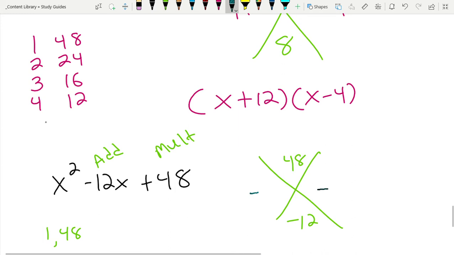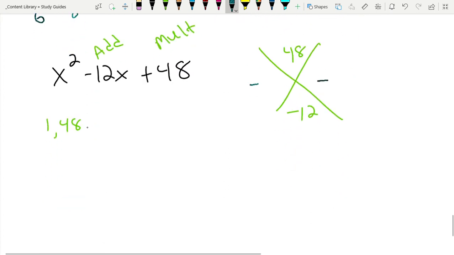So 5 doesn't go into 48. Does 6 go into 48? It does. 6 goes into it 8 times. And 6 plus 8 is equal to not 12, but 14. So none of these numbers work. Normally we're used to writing down no solution, but in this case we write down the word prime. Prime means you can't factor it using whole numbers.